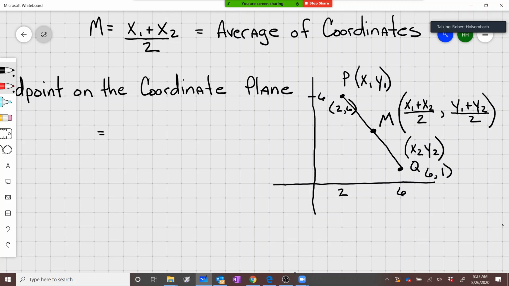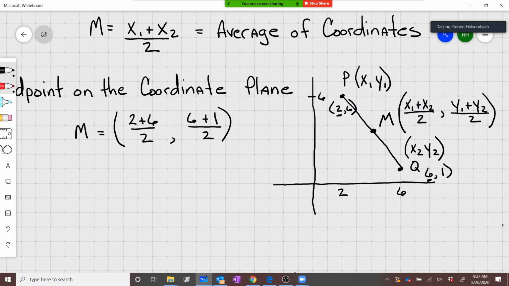you're going to take the average of your two x values, which is your 2 plus your 6. So you're going to take 2 plus 6 and you're going to divide it by 2. Then you're going to find the average of your y's. You got a 6 plus a 1, and you're going to divide that by 2.